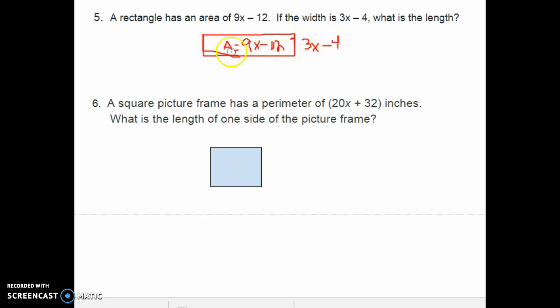How many times does 3 go into 9? 3 times. How many times does 4 go into 12? 3 times. So our factor here is 3. That's all there is to it. The next one's a little bit trickier.